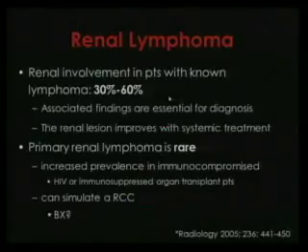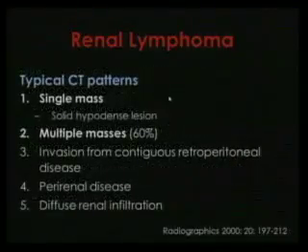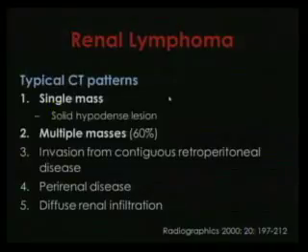Usually we don't want to make any biopsy for diagnosis of renal cell carcinoma. If the image is compatible, what is the next step? Surgery. There are 2 places in which a biopsy can be a next step. One of these is lymphoma, the other one is metastasis, because obviously you don't want to operate on a lymphoma and you don't want to operate on a metastasis. You want to treat medically. These are the different patterns: single mass, multiple masses, 60% most common type, invasion from continuous retroperitoneal disease, perirenal disease, and diffuse renal infiltration.